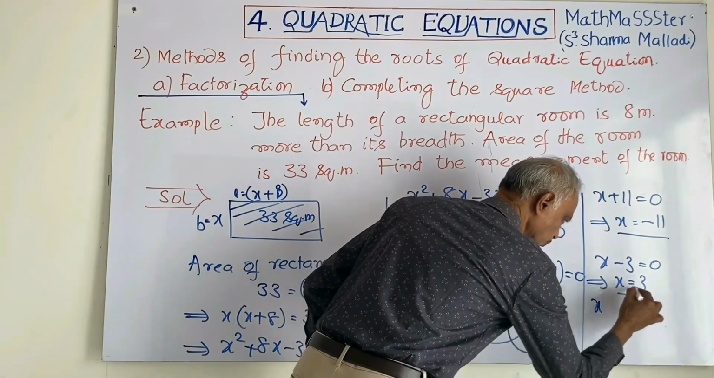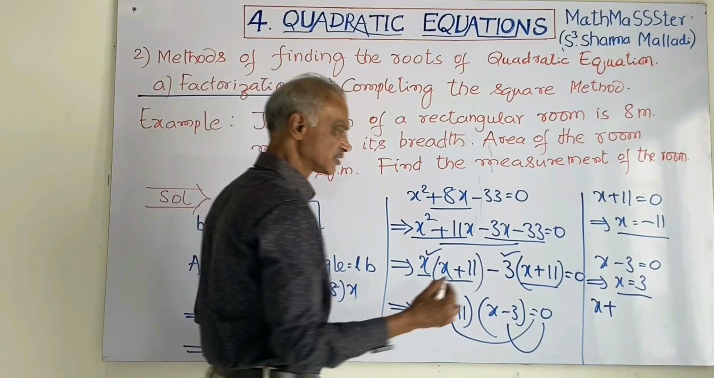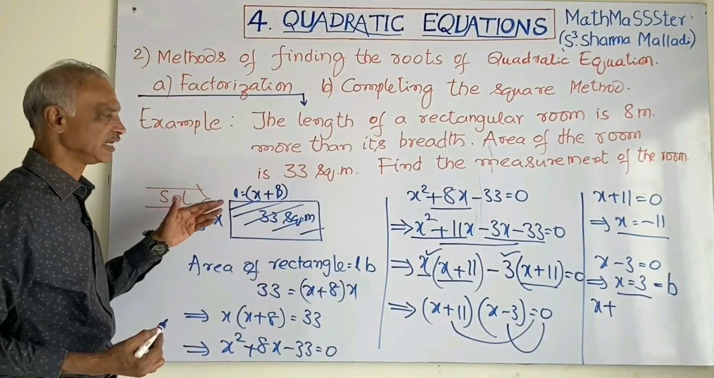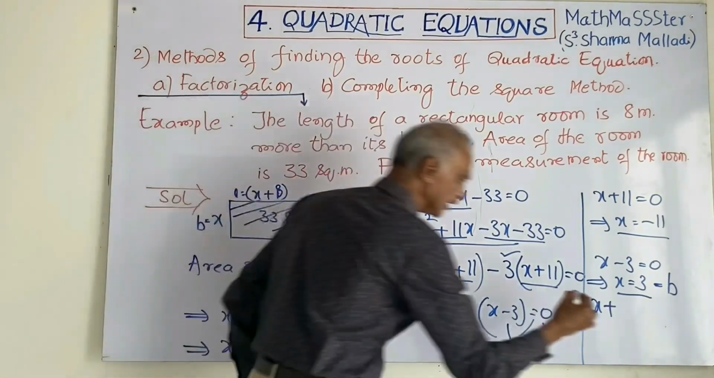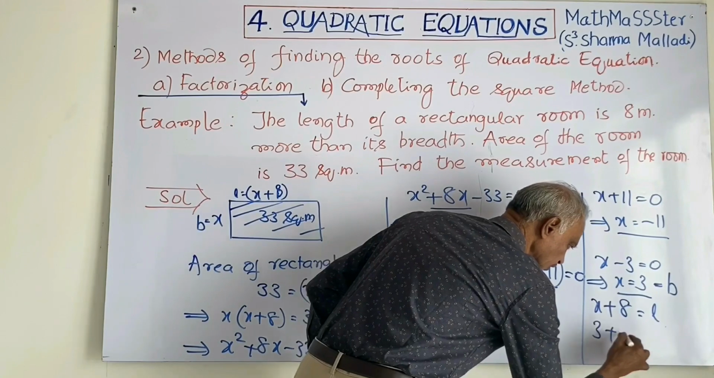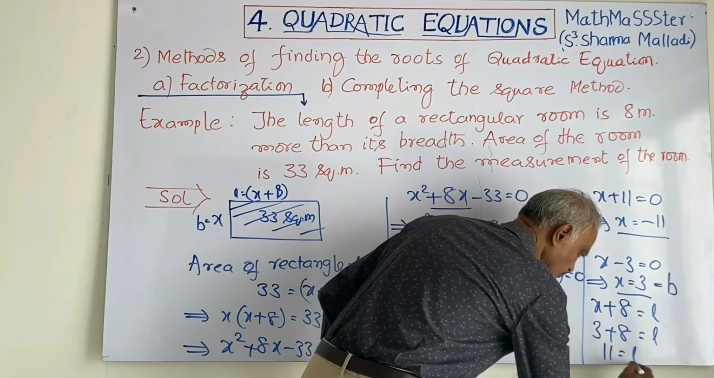x is equal to 3, this is the breadth b, and we have to find the length. x plus 8 is the length. What is x here? 3. 3 plus 8 is equal to, you will get 11. What is the length?